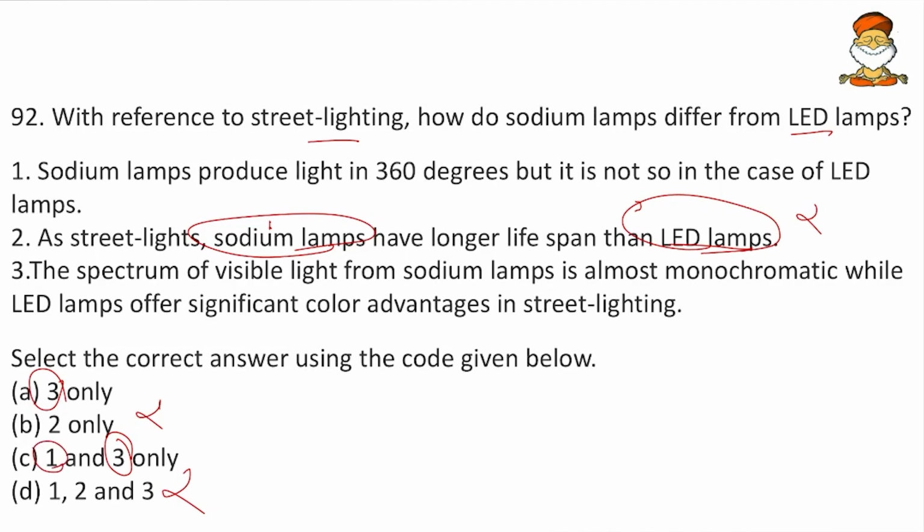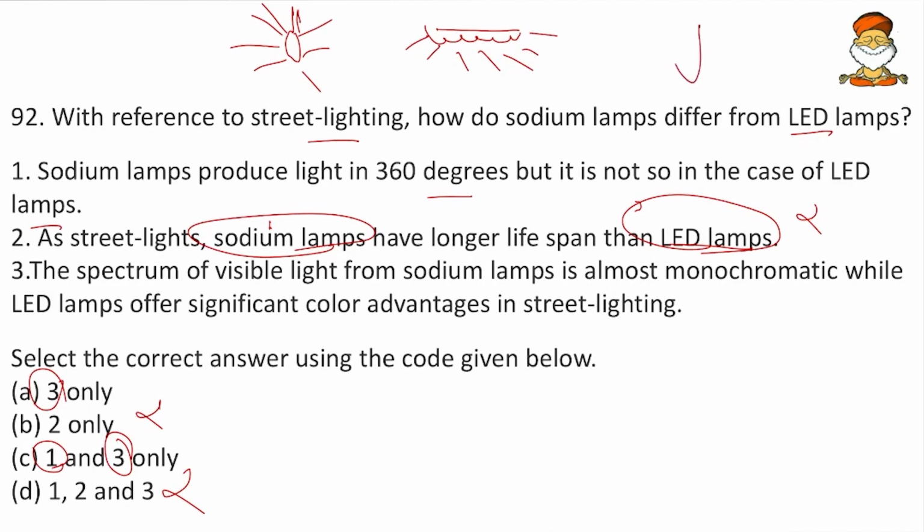That is, sodium lamps produce light in 360 degrees, but it is not so in the case of LED lamps. Imagine the street lamps. Street lamps of LEDs will have a plate and below that the LEDs will be fixed. But remember the sodium lamps: they will have a bulb like this, and this bulb will give light in all directions, but LEDs will not give light in all directions.